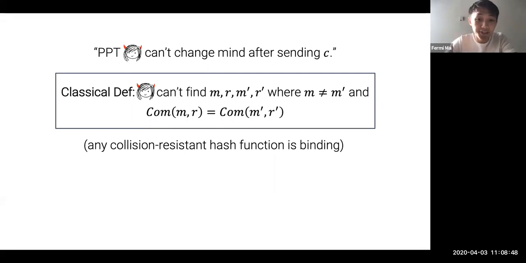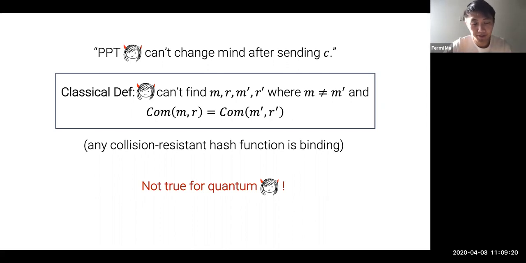In particular, any collision-resistant hash function gives you this property. It doesn't actually give you a hiding scheme, but a CRHF immediately gives you a computationally binding scheme if you just use the hash function as the commitment itself. So you just apply the hash function to M concatenated with R. It turns out that this is not true for quantum attackers. In particular, if what you care about is this intuition that your quantum attacker shouldn't be able to change their mind after sending the commitment, this classical notion that you can't find two different openings doesn't actually seem to be the right definition. This is the definition that we accept as the valid way to capture this intuition, but I claim that quantumly, this really isn't the right thing to go for.